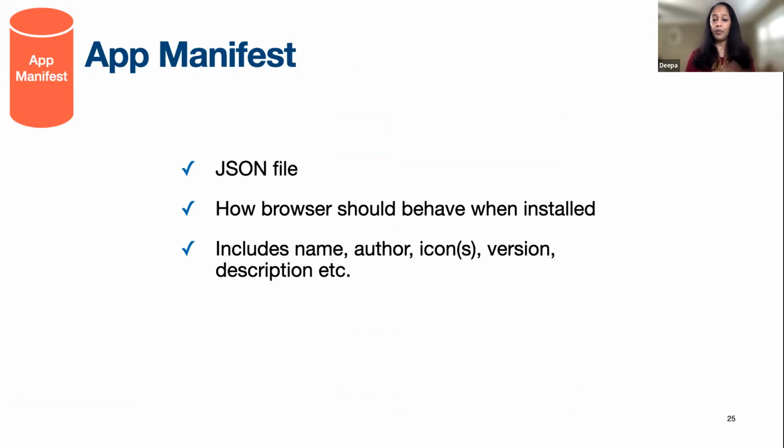So it's not only for mobile. You can develop apps for your desktops too, right? And it includes certain information. You would be able to say, hey, what would my app contain, right? It should have some icons in it, and it should look like this. And you can have a description, a theme color, a background color, whatever you want.